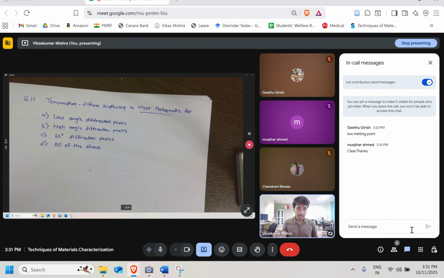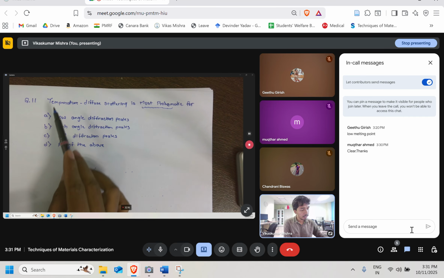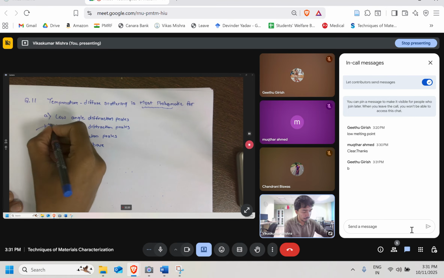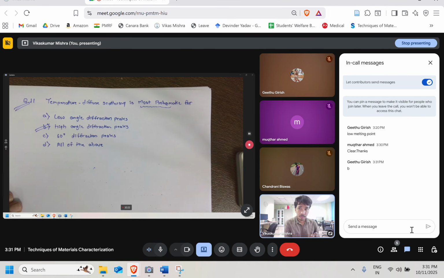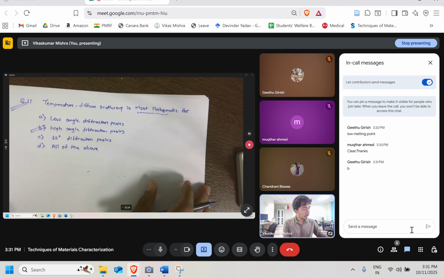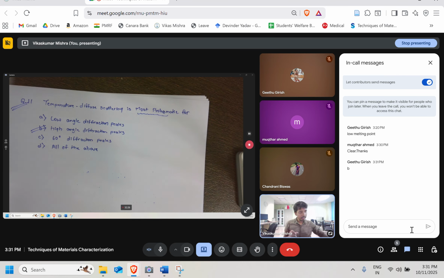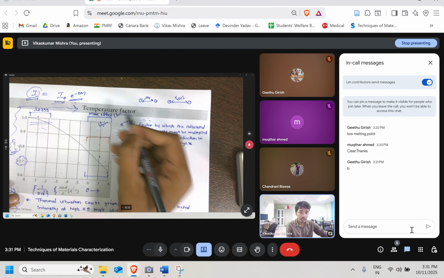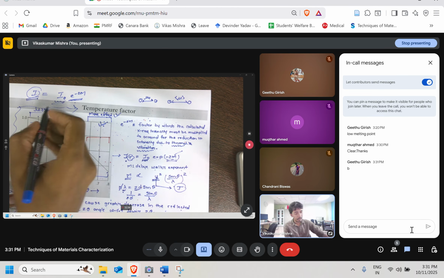Yeah, please answer this question, guys. The temperature diffuse scattering is most problematic... very good. The right answer is option B. So Gitu has answered this. Okay, nice. So we can see at the higher angle, the effect of the temperature is more significant with respect to the lower angle.